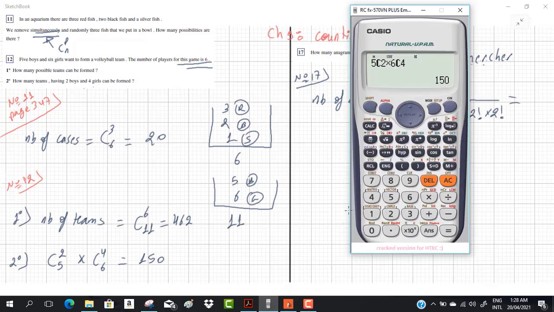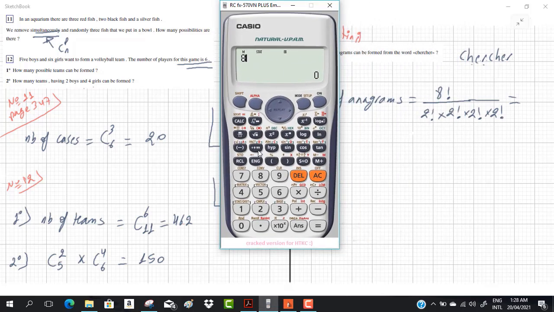And I can find the answer also using the calculator. 8 factorial divided by 2 factorial times 2 factorial times 2 factorial times 2 factorial, and the answer is 2520.